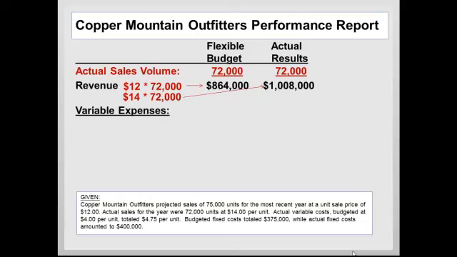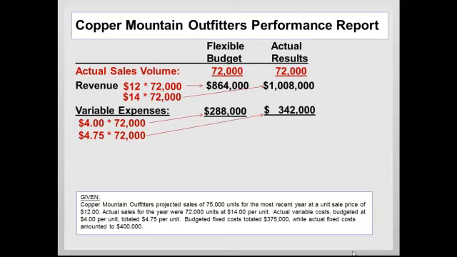Next, we subtract the variable expenses. For the budget, we had planned for variable cost per unit to be $4. So 4 times 72,000 is $288,000. Variable expenses actually averaged to be $4.75, so the actual results will show $342,000. The flexible budget contribution margin is $576,000. The actual results, it's $666,000.